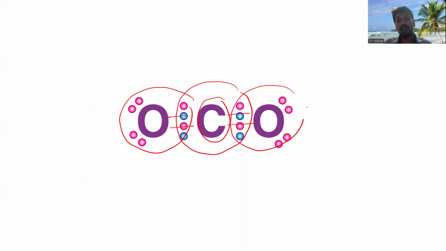So here oxygen is also having 8 electrons. Carbon is also 4 here, 8 electrons. Oxygen again is having 4 this and 4 this. So 8 electrons are there. So here also octet rule is followed.